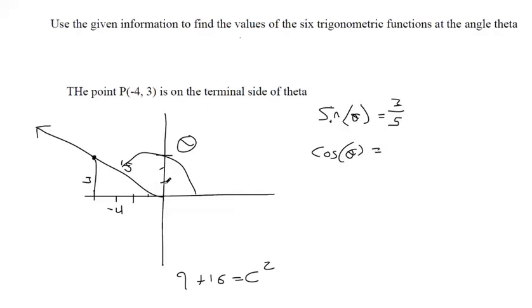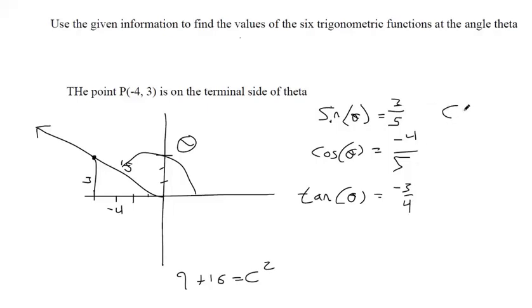So cosine theta is just going to be the adjacent of this reference triangle divided by the hypotenuse. It's negative 4/5. Tangent of theta is going to be the opposite divided by the adjacent, so negative 3/4. And then the other 3 are the reciprocals.